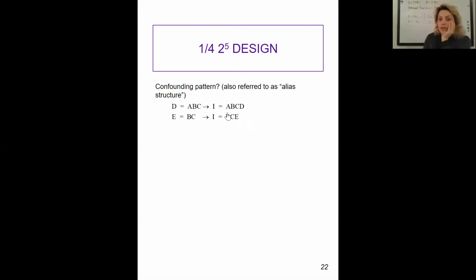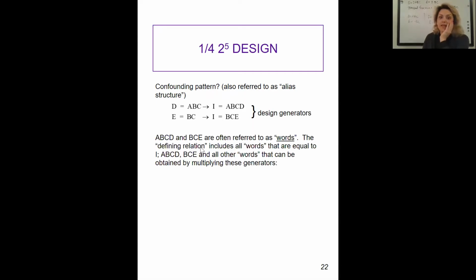So for the defining relation, we have I equal to ABCD and I equal to BCE. Based on the design generators, we find these 2. ABCD and BCE are often referred to as words. So this is the first one and the second one. The defining relation includes all words that are equal to I, the ABCD and BCE.